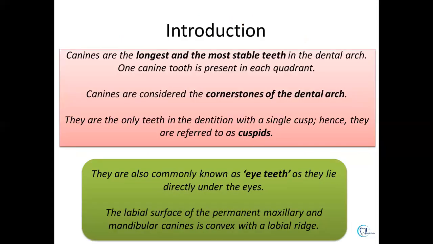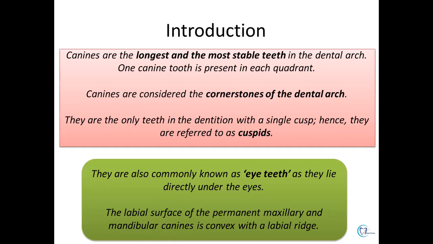Starting with the introduction, the canines are supposed to be the longest and the most stable teeth in the dental arch. When we talk about their presentation, they are present in both the primary and the permanent dentition. One canine is present in each quadrant, two in each arch. So in total, we have 4 primary canines and 4 permanent canines.